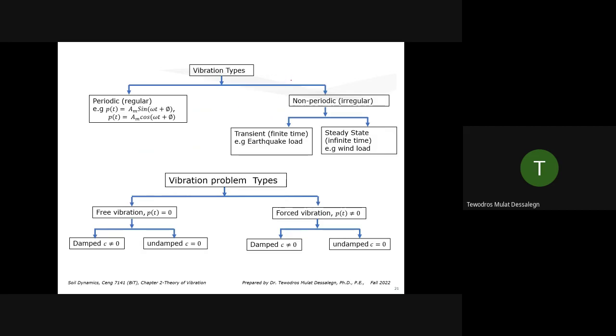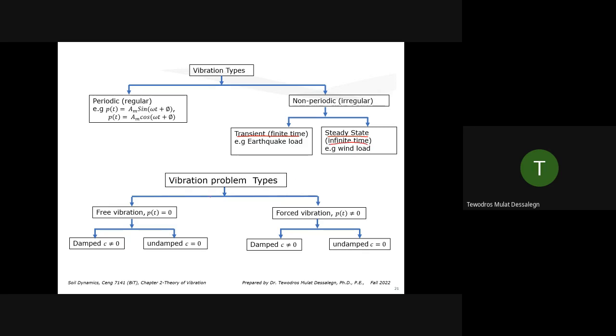So, vibration types. Let's just quickly summarize how many types of vibration we have. We can have periodic or regular, a sine function or cosine function, or non-periodic, which can be irregular. A non-periodic vibration can be transient, like finite time, a short duration of time, or it can be steady state, like a wind load, for a long period of time.